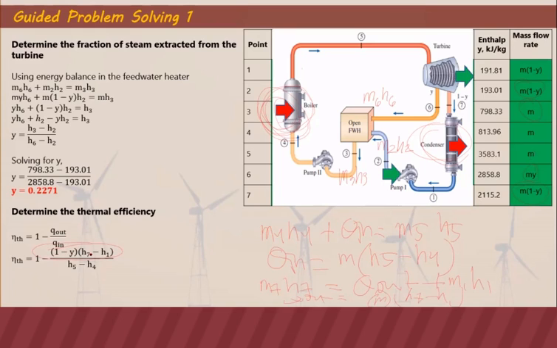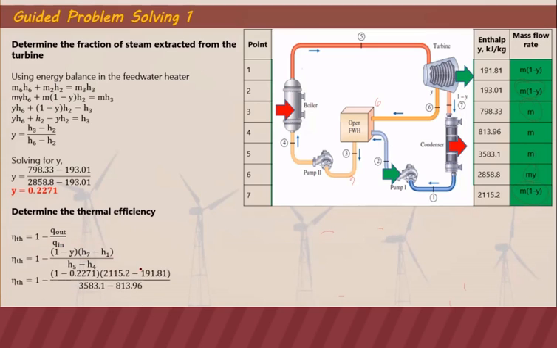That is for the thermal efficiency. So we can easily get the thermal efficiency by using energy balance. By substituting the value of enthalpy as well as the value of y, our thermal efficiency is equal to 46.31%. So as you can see, this is an increase in efficiency as compared to our simple Rankine cycle as well as the reheat Rankine cycle.